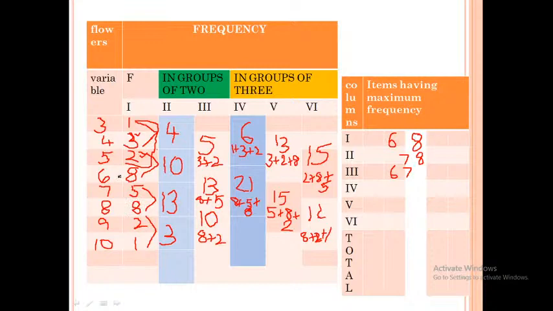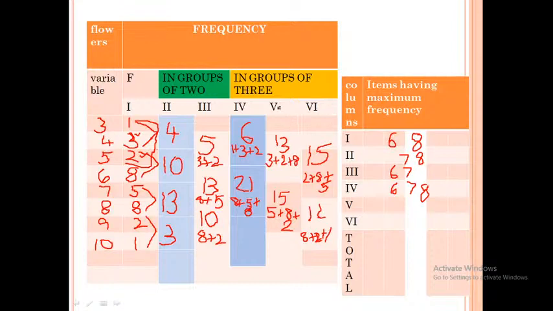Now in column 4, the maximum frequency is 21, and we got 21 by adding 8, 5 and 8. 8 corresponds to 6, 5 corresponds to 7, and this 8 corresponds to 8. So variables 6, 7 and 8 have the maximum frequency, which we got by adding the frequencies of 6, 7 and 8 in column 4.